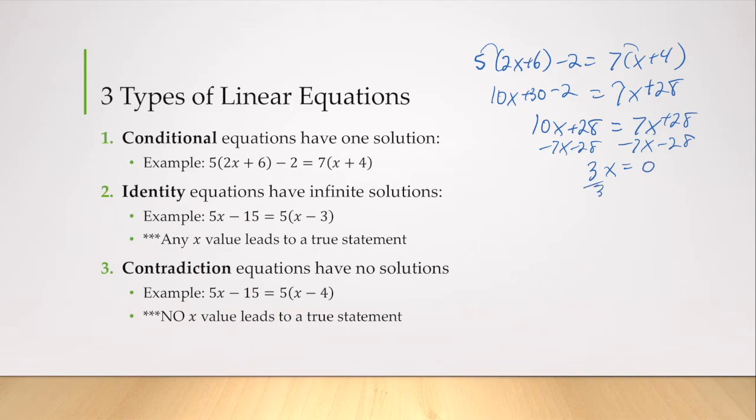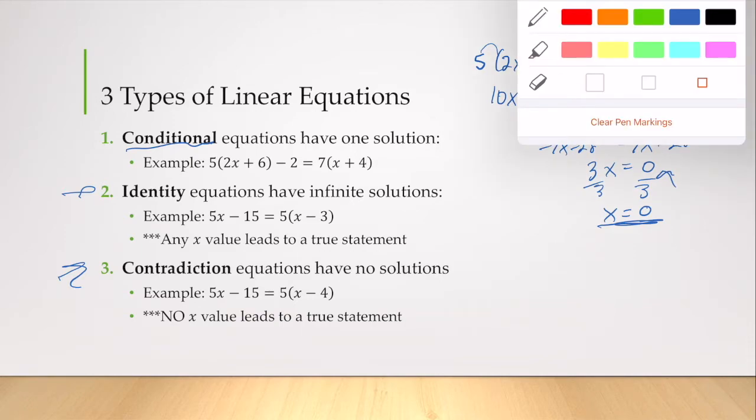I divide both sides by 3 because I can divide 0 by a constant. I just can't divide a constant by 0. And I get x is 0. This is only one solution. This is the only solution to this equation. That's why this is an example of a conditional. Next, let's compare an identity and a contradiction.